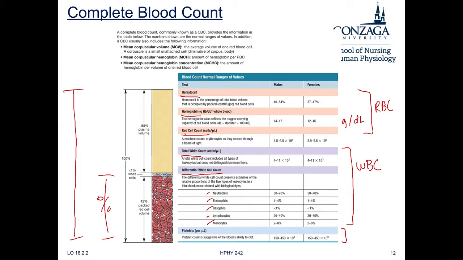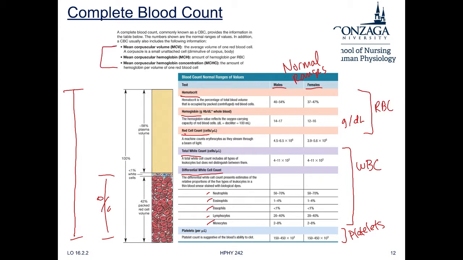And then the last part of a CBC is going to look at your platelets or your thrombocytes, and this is an indicator of your body's ability to clot. So if it's low, you may have problems trying to clot your blood. One thing I'll mention here is that what's shown on the right side, males versus females, these are normal values or normal ranges. And I do expect you to be familiar with the normal ranges of both males and females for a CBC.